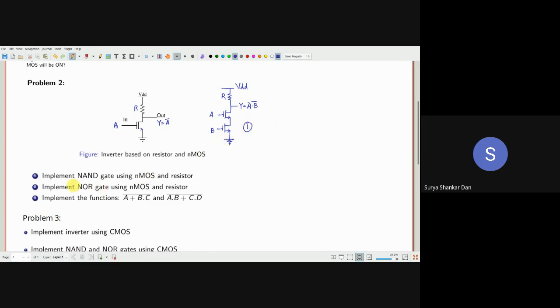Okay. Now, if we want to implement a NOR gate, then A and B, the two inputs, should be in parallel. So first, let us understand what that means. What is the physical interpretation? Why should it be in series?